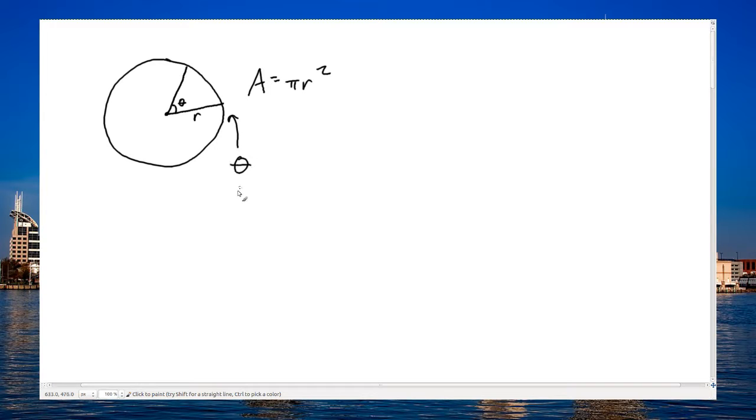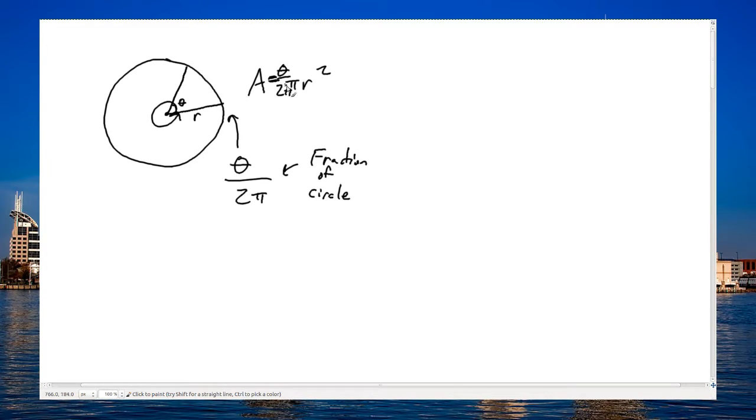Well, we have theta for our angle, and the total angle, if we were to take the entire circle, would be 2 pi. So this is the fraction of the circle that we want for our circle sector. So I can simply take this fraction and multiply it, stick it right there in my area formula, and that gets me the area of that fraction of the circle.